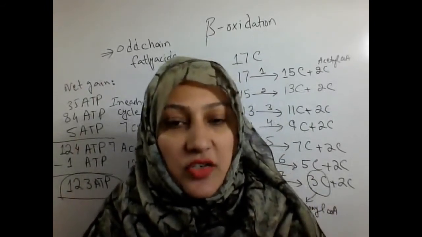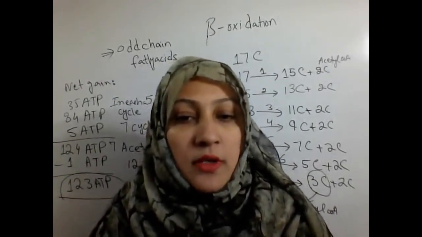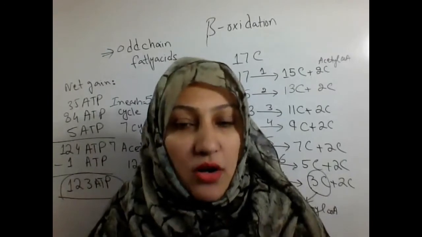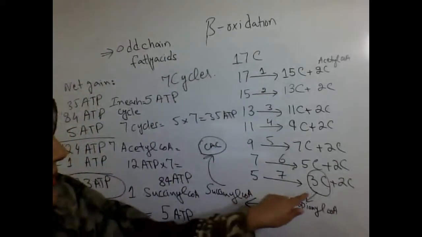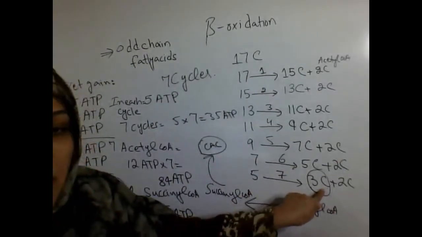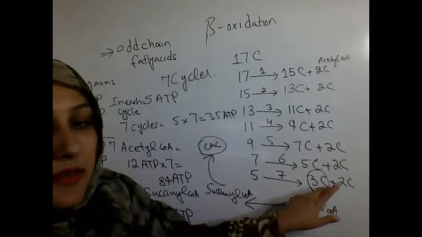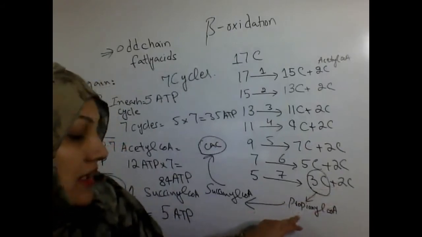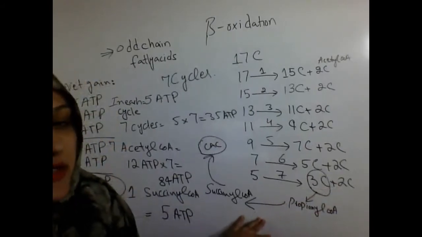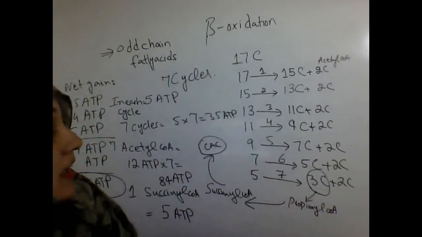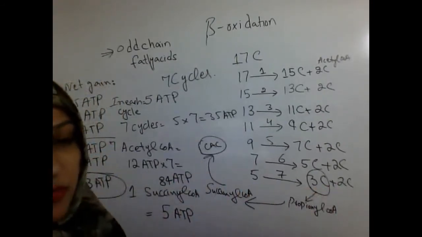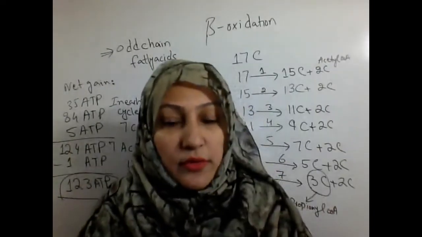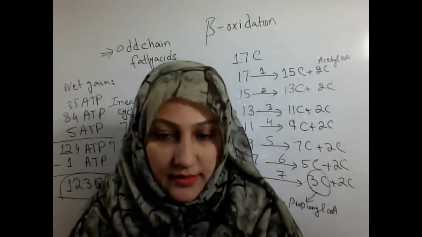The energy is lowered in odd-chain fatty acids because here, for the last molecule, rather than acetyl CoA, there is the production of propionyl CoA, which lowers the energy from 12 ATPs to 5 ATP. So this energy is reduced in odd-chain fatty acids.